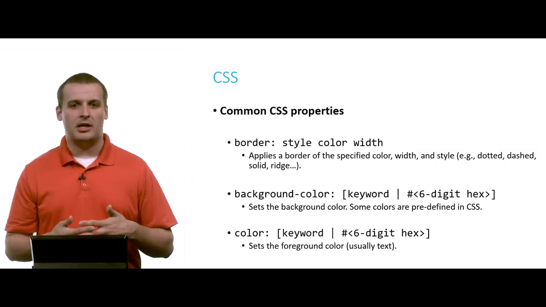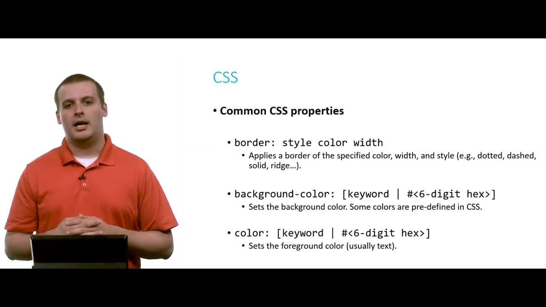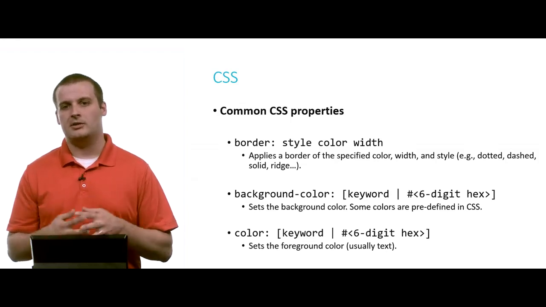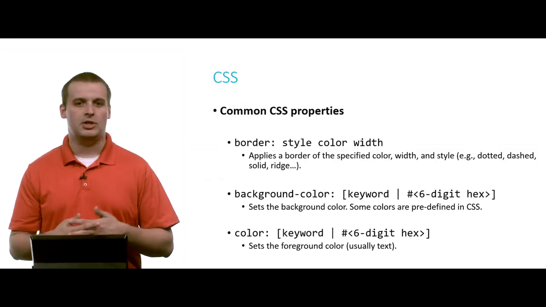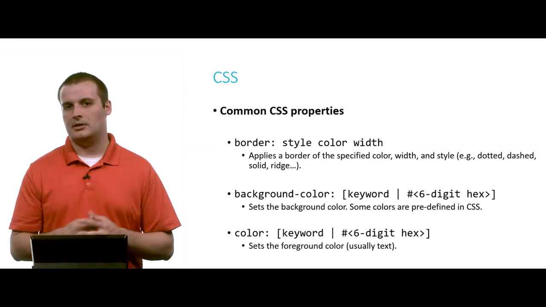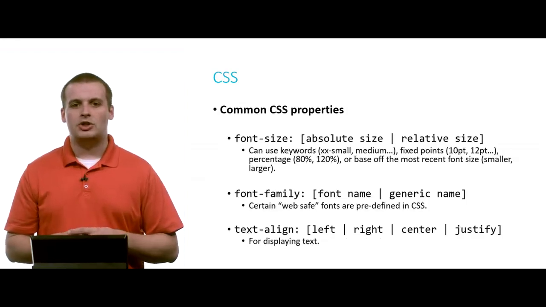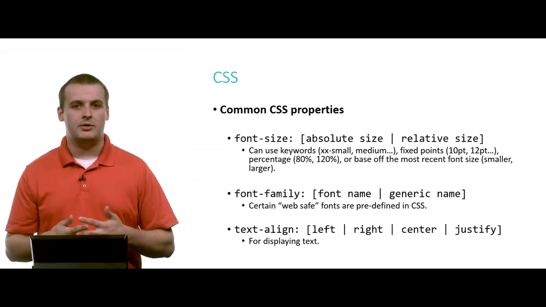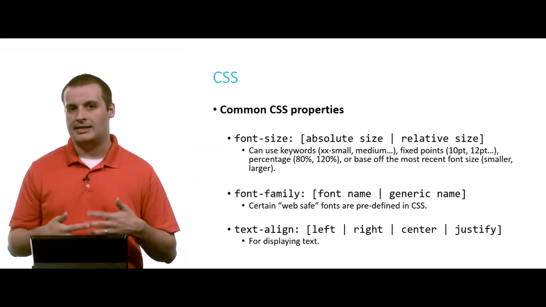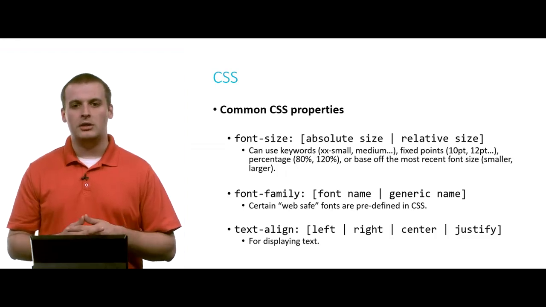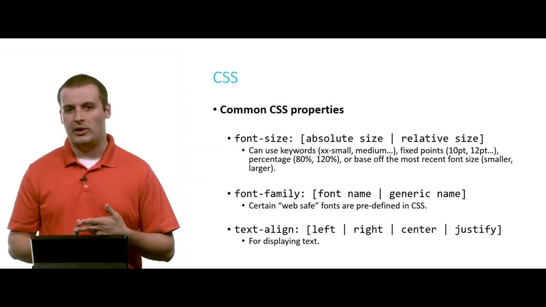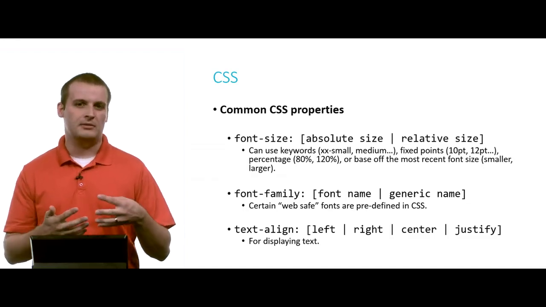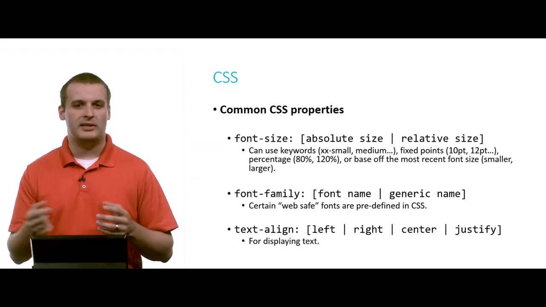You can also have the foreground color, which is usually going to be the text of your page. And you could similarly do that with a keyword or 6-digit hex. So you can specify any color you want for the text of your page against a particular background color up above. You can also change and deal with font and the way text is rendered on the page. So you can change your font size. You can use keywords such as extra extra small, or XX small, or medium, large, and so on. You can use fixed points, 10 point, 12 point, and so on. You can use percentages, 80%, 20%, where 100% is the default font size, which is usually going to be something like 11 or 12 points.